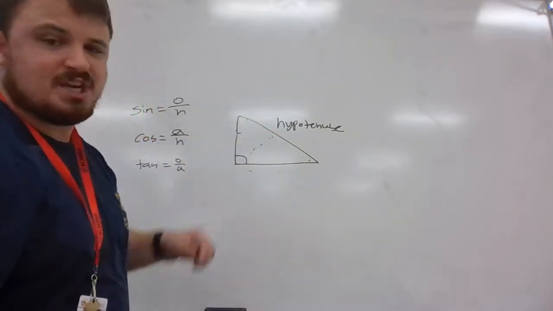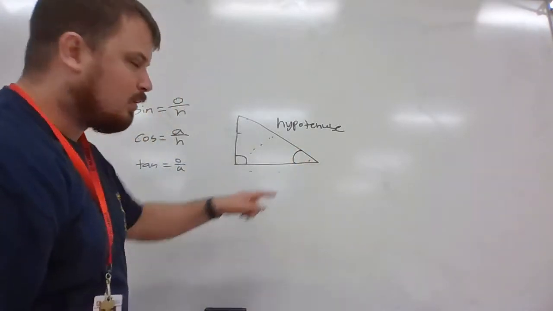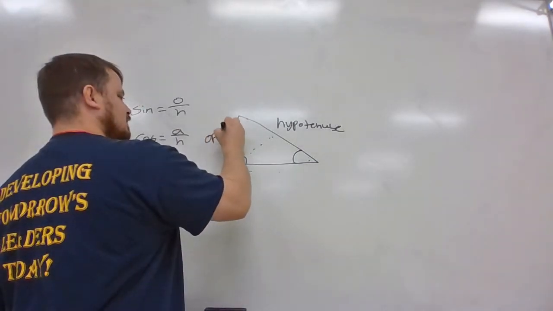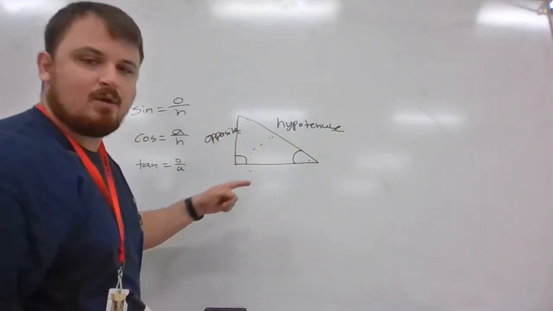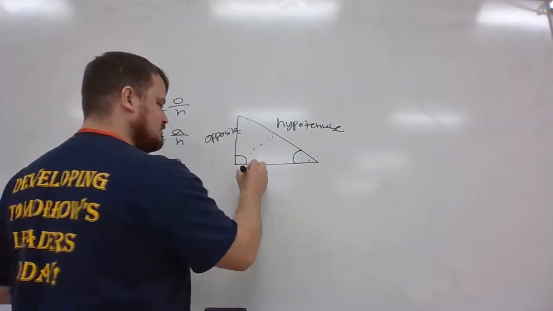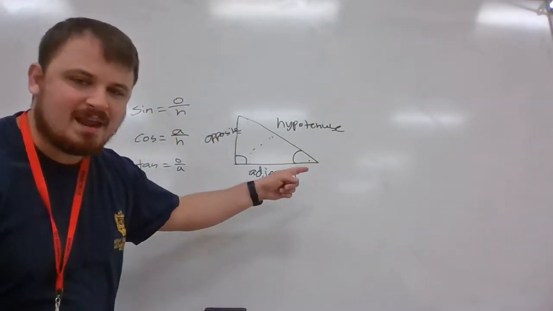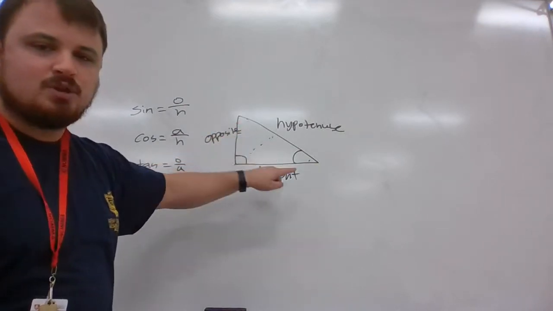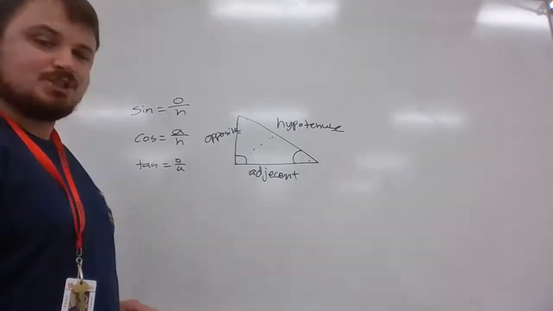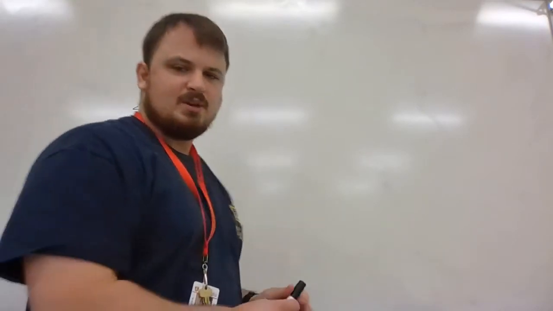Now, again, hypotenuse doesn't change. It's always across from 90. But if we're doing this angle, now the opposite side is that shorter side, the side across from it. And now the adjacent side is the side right next to it that's not a hypotenuse. So this would be the adjacent from that angle. So notice, depending on which angle you're using, that will change which side is opposite and which side is adjacent, okay? So now let me do a problem.